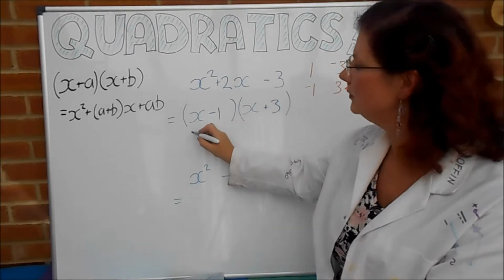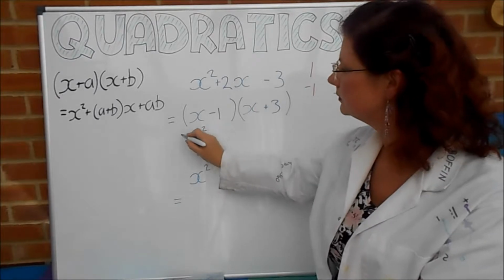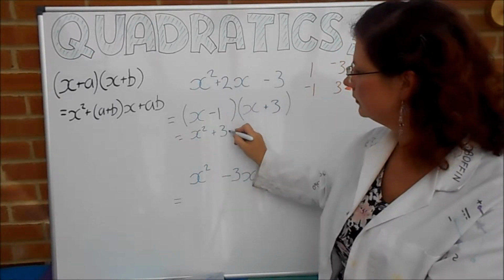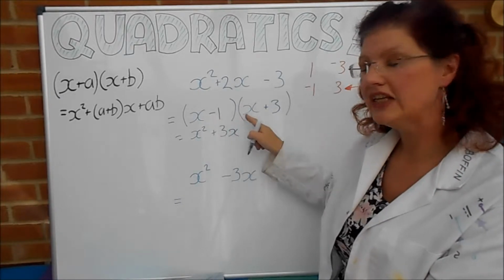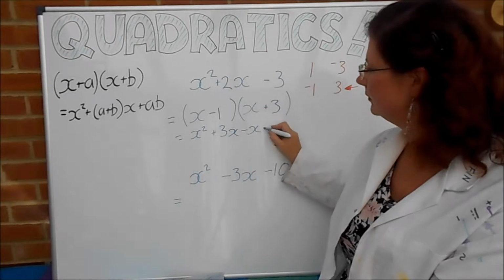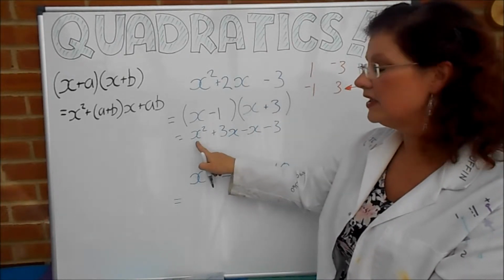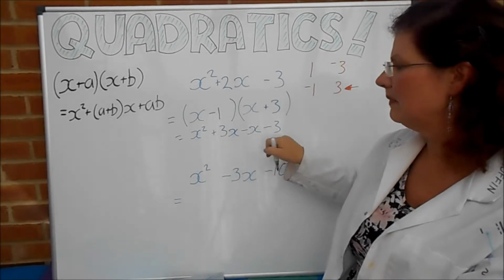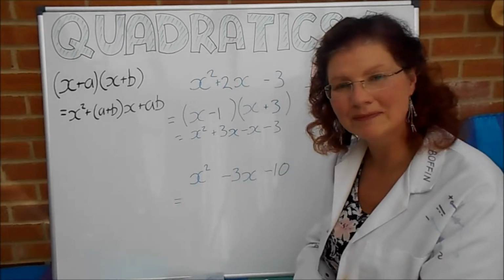The first 2, the outside 2, the inside 2, and the last 2, which combine to make x squared plus 2x minus 3, which is what we wanted.